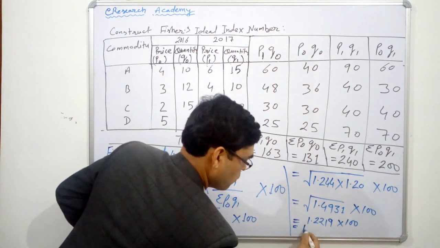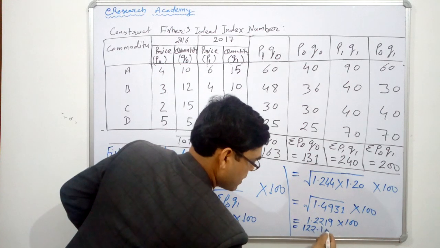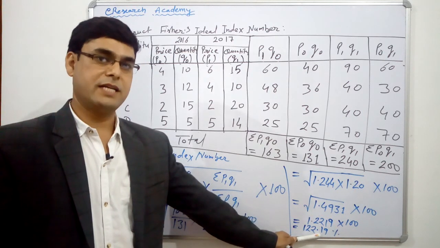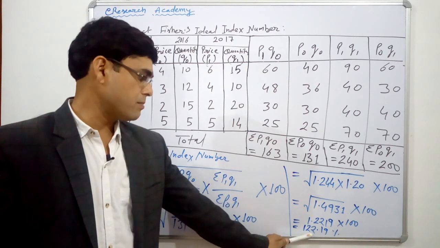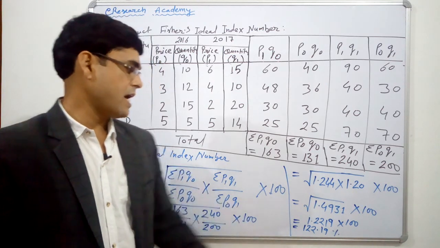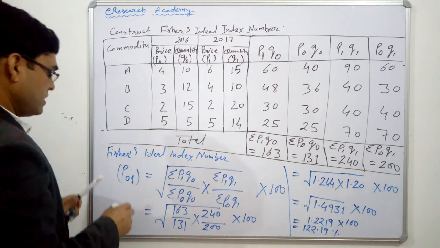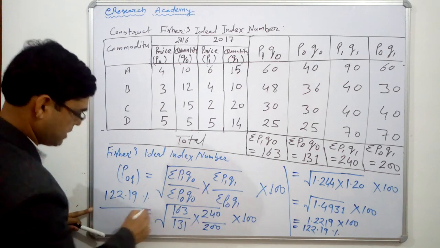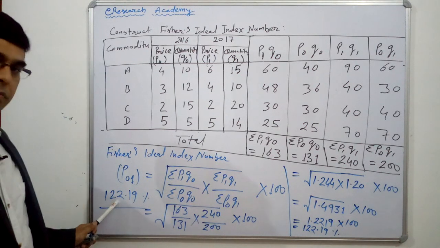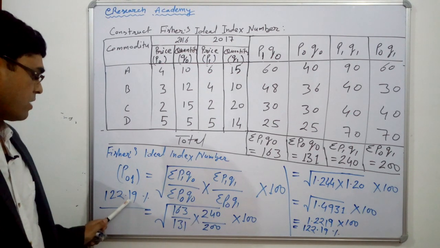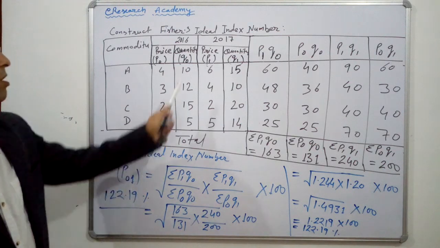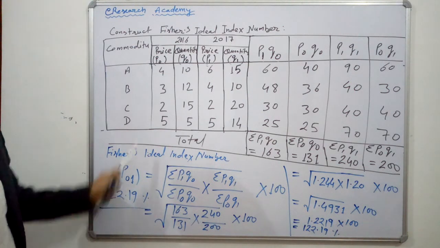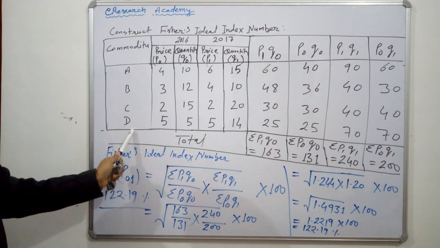So this gives us the answer of 122.19 percent. Our Fisher's ideal index number is 122.19 percent. It means the prices have gone up by 22.19 percent from the previous year 2016 to 2017, for this combination of commodities A, B, C, D.